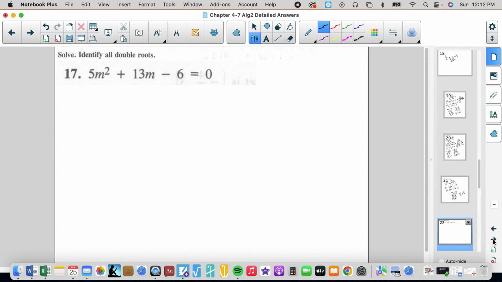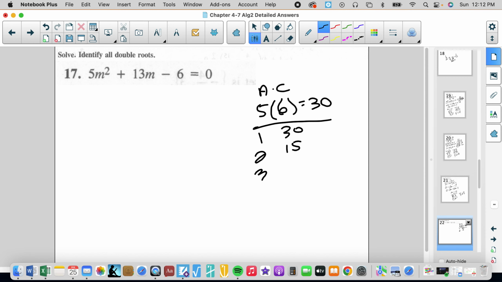Okay, no common factor. It's in standard form. It's not a special case. Let's do A times C. 5 and 6 is 30. 1 and 30, 2 and 15, 3 and 10, 4, no, 5 and 6. Signs are different. Bigger is positive.